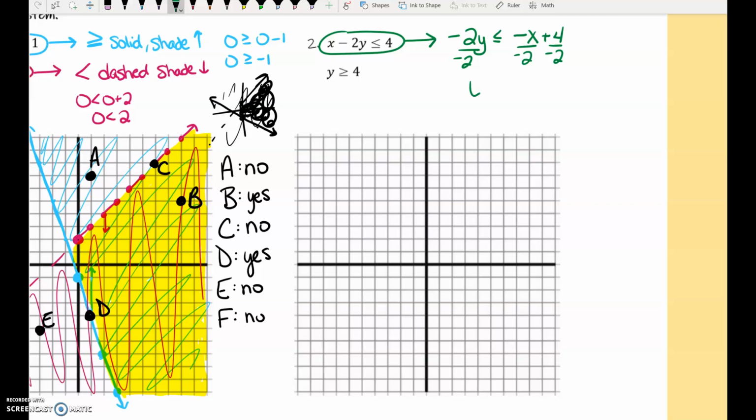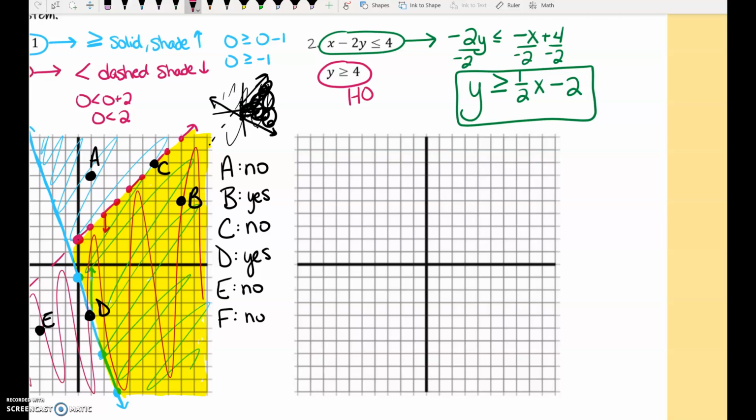What happens to an inequality when we divide by a negative? The sign flips. So we have y is greater than or equal to, negative divided by negative is positive, so positive 1/2 x minus 2. And then this other one, y is greater than or equal to 4, that is a horizontal line. So I want you on your own to graph the y is greater than or equal to 1/2 x minus 2, graph the y is greater than or equal to 4, and then we'll check your answer.